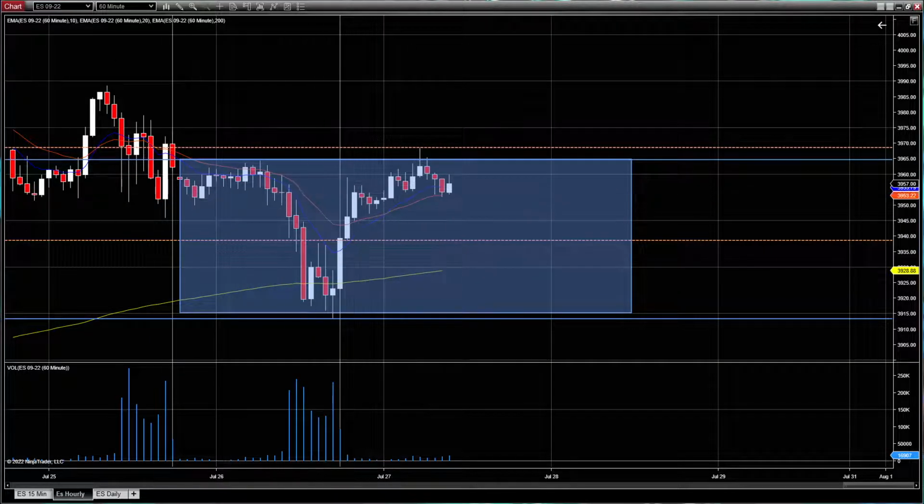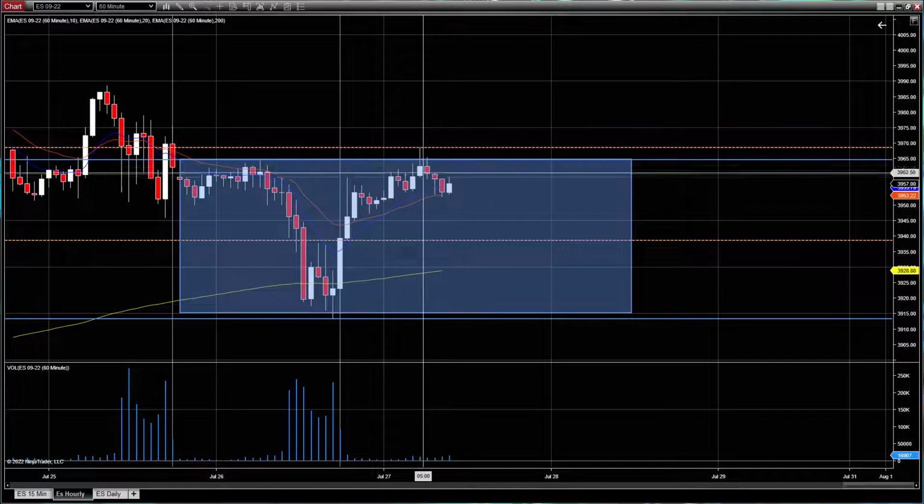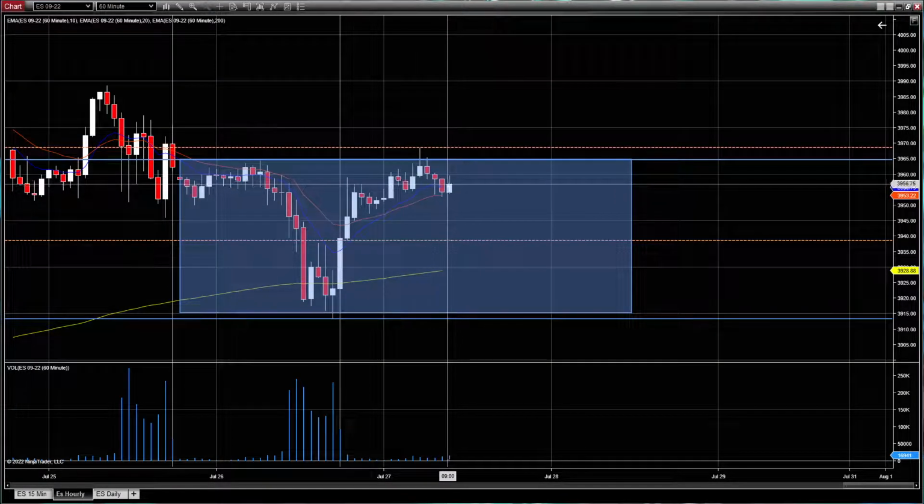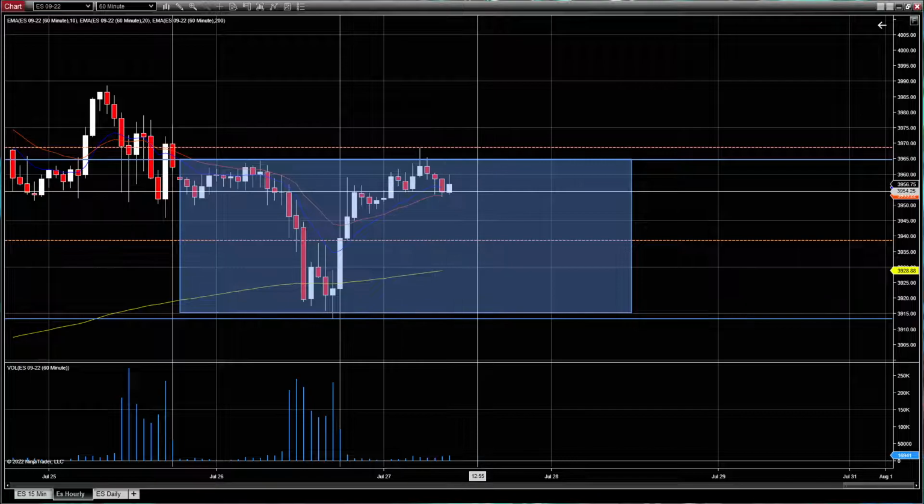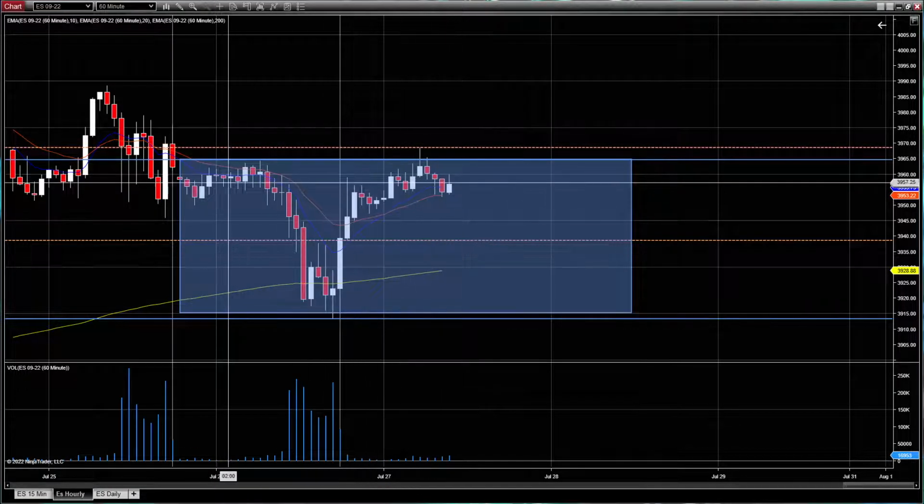Now we did have some news come out at 8:30. I don't know if that's related to any of what's going on right here. I mean, it doesn't look like anything too crazy went on anyways, right? But anyways, back to the range.